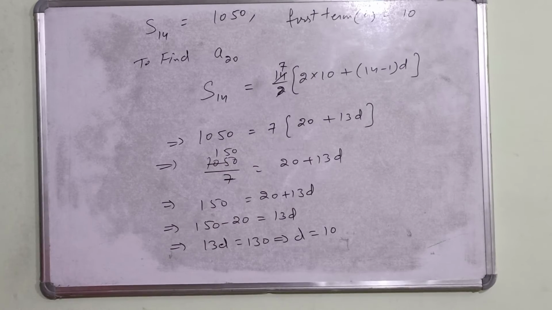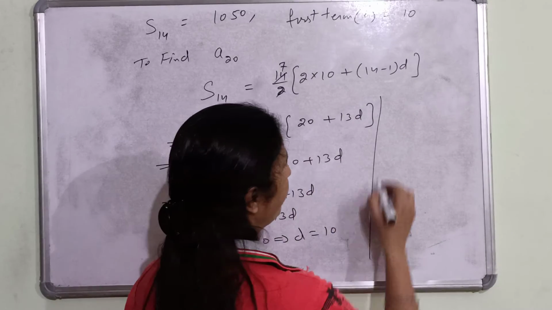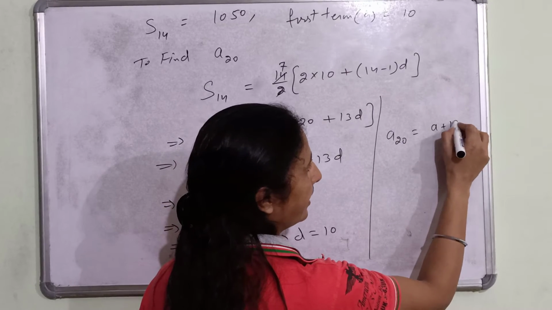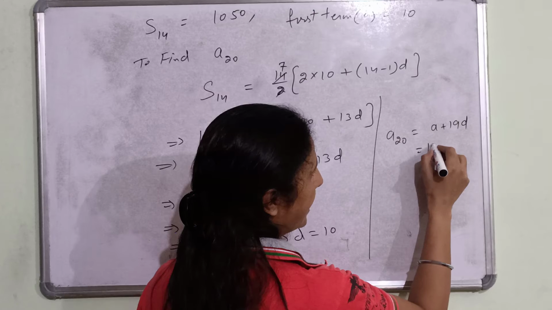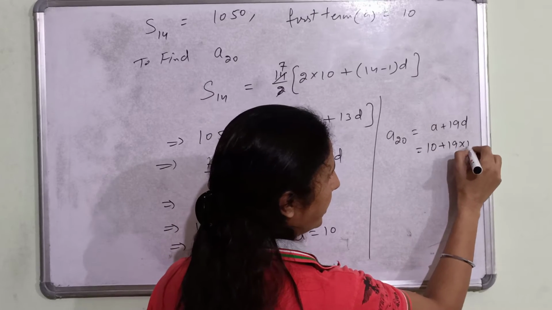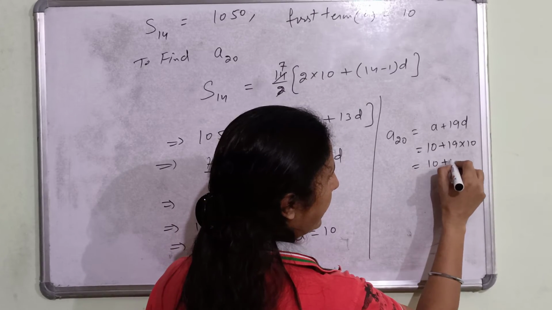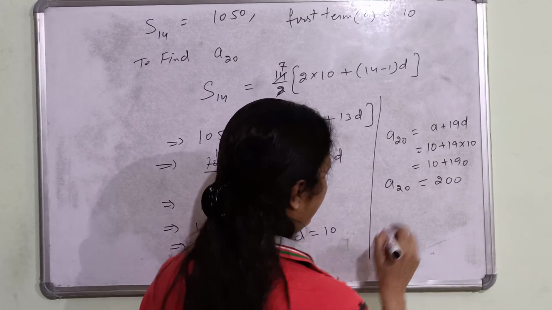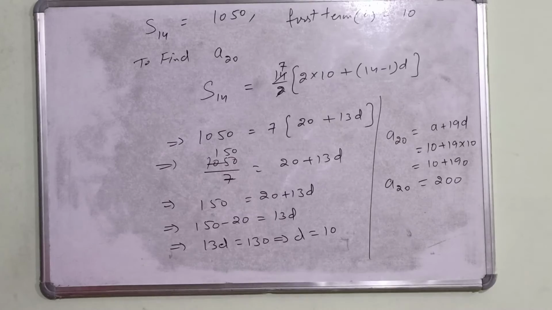Now we have to find the 20th term, right? A20 means A plus 19D. A is 10 and D is also 10. So 10 plus 190 is 200. So the 20th term is 200. We can find it by using this.